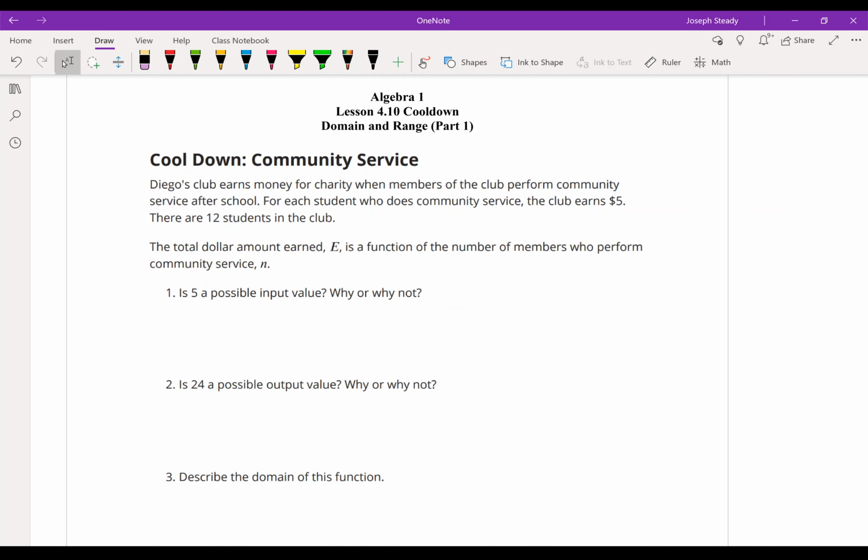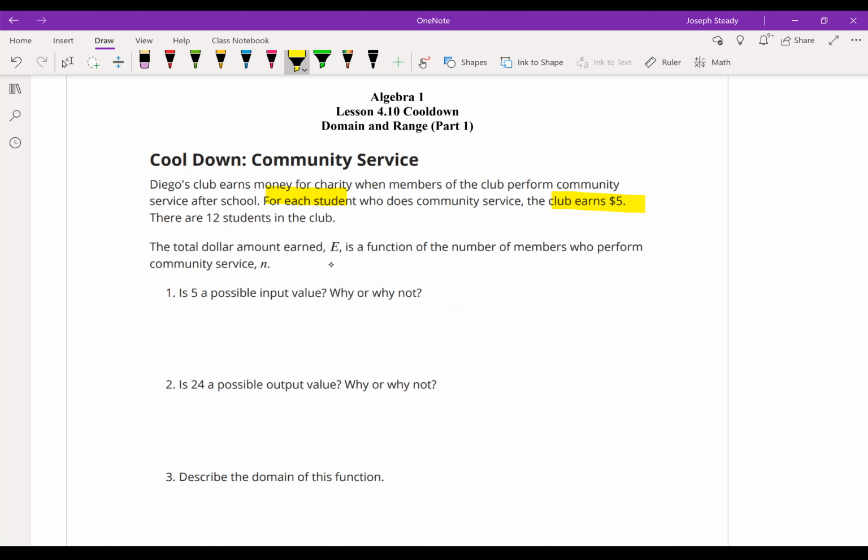In our cooldown for lesson 4.10, we are given a new situation and we are asked to again think about possible input and possible output values. So first let's break down the scenario. They tell us right off the bat that it's a club trying to earn money for charity by performing community service. And they tell us that for each student who does community service, the club earns $5.